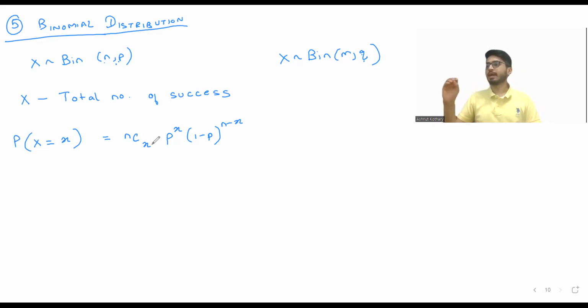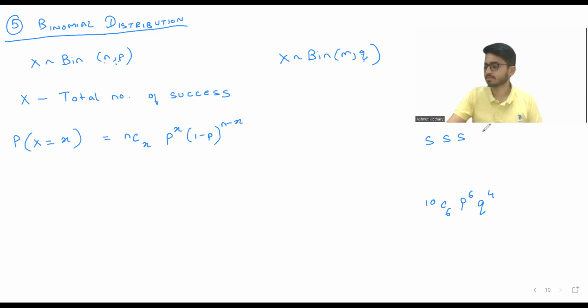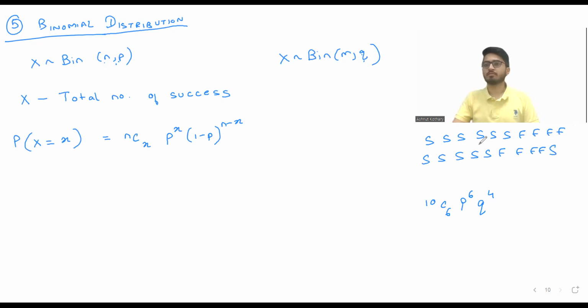Let's say n takes the value 10. What is the probability that I have 6 successes in 10 trials? So p to the power 6, q to the power 4. And in how many ways can I order these successes and failures? What do I mean by order? I can have success, success, success, success, success, success, failure, failure, failure, failure. Another way is S, S, S, S, S, F, F, F, F, S. And there are tons of other ways. So the total number of ways to arrange the successes and failures is 10C6.